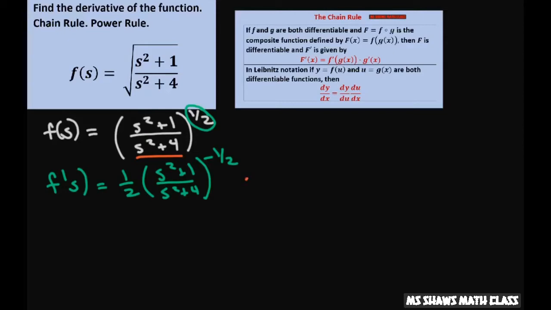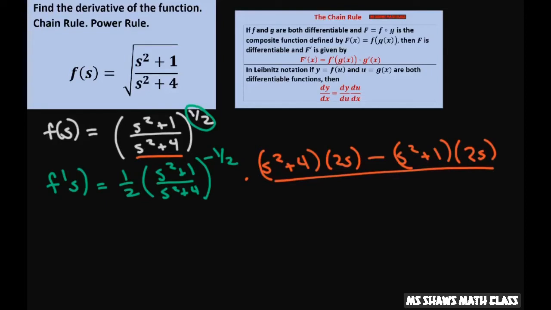So you multiply it by your denominator, you copy down your denominator, and then take the derivative of the numerator, which is 2s. Then you subtract, and now we're going to copy down the numerator and take the derivative of the denominator, which is 2s. And then you take your denominator, which is s squared plus 4, and you square it. Now, we're going to keep copying this part down.